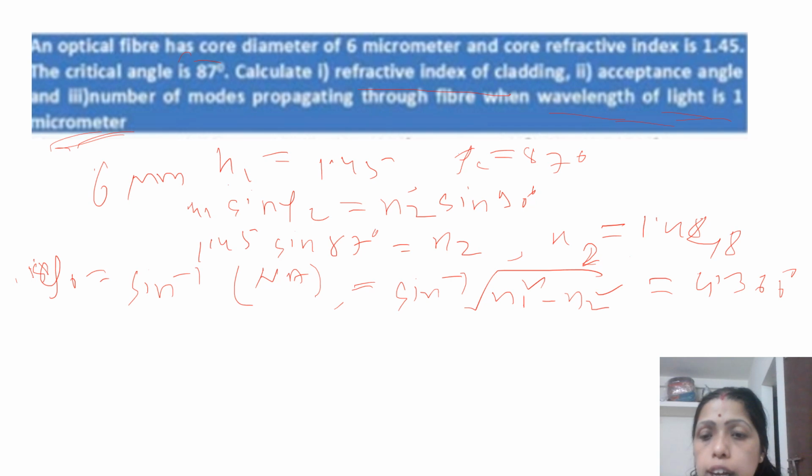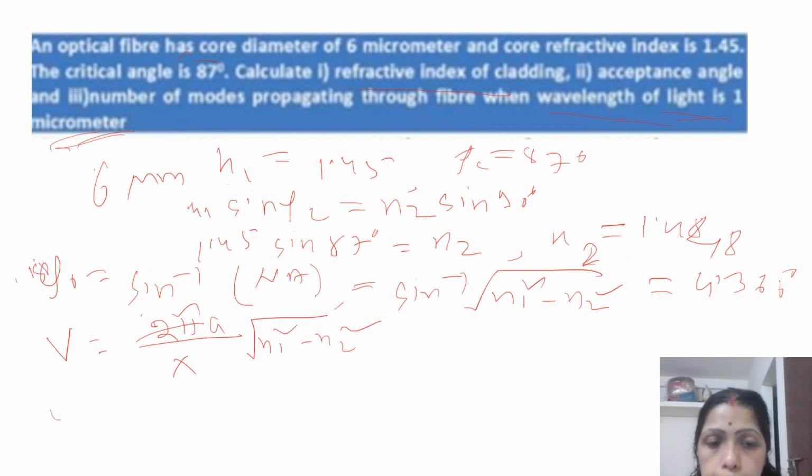So for the same fiber, you can check whether it will be used for single mode as well as multimode. The V number is 2 pi a over lambda, times the square root of n1 squared minus n2 squared. The diameter is given as 6 micrometer, so pi into 6, and you can write just 6 because the wavelength and the diameter are in the same unit, the micrometer.